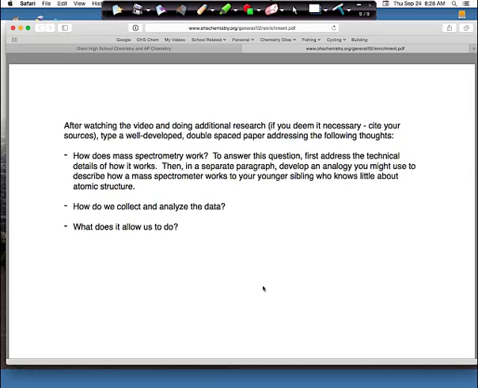1, how does a mass spectrometer work, or how does mass spectrometry work? To answer the question, first address the technical details of how it works. Then, in a separate paragraph, develop an analogy you might use to describe how this thing works to a younger sibling who knows very little about atomic structure. So first of all, have the technical talk, and then have the dumbed down talk using analogy to explain how it works. Then guys, second thing you'll address is how do we collect and analyze mass spec data? And then finally, what does this mass spec data allow us to do? This is due on Wednesday, the day of the test.